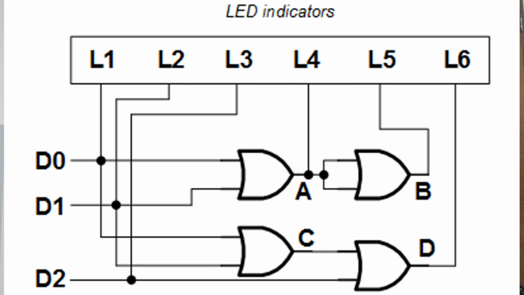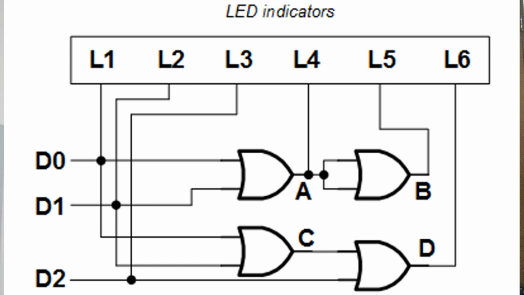For L5, it takes input from gate B, which takes both inputs from gate A. In this configuration, it would have the same output always from L4 since it has the same input, which is the output from gate A.